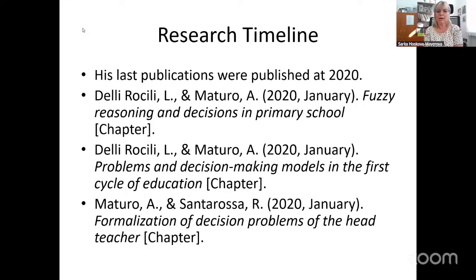Thank you. These are his last papers published with colleagues, with Luciana Rocchiri and with Renata Santarossa. And as you can see, he changed the language. He started in Italian. Now the papers are all in English, and the topics are fuzzy and decision-making problems.